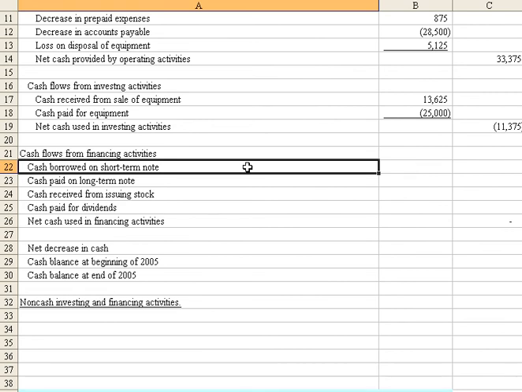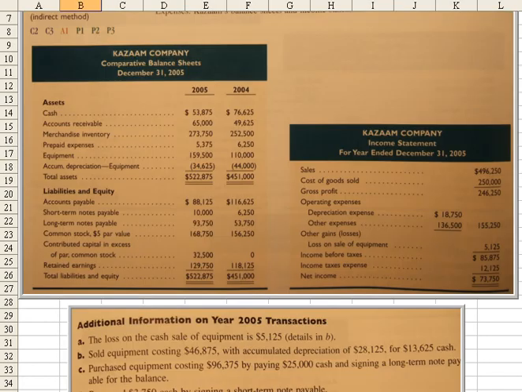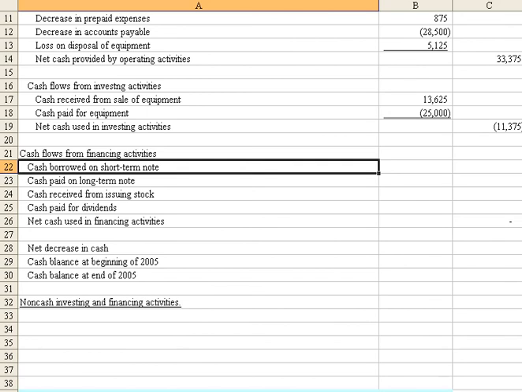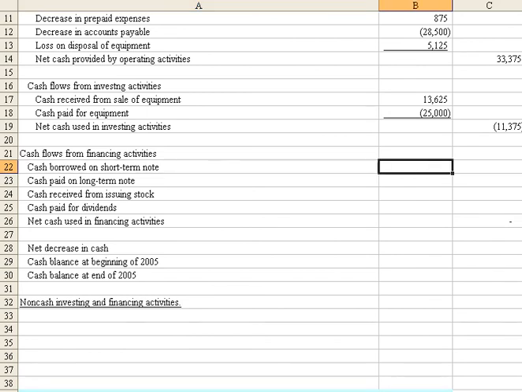They've indicated that we borrowed cash on a short-term note of $3,750. Can we find that? There it is, note D. Borrowed $3,750 cash by signing a short-term note payable. We look at note payable and we need to make sure that that's the only change. We went from $6,250 to $10,000. We did, so that certainly is the amount of change. We'll go ahead and drop in that amount. Now let's take a look at the cash paid on the long-term note payable.